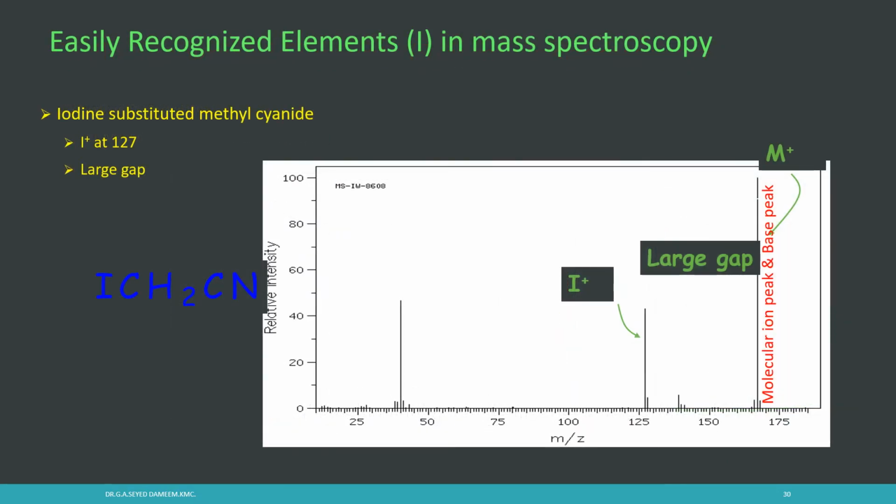This slide shows the mass spectrum of iodine substituted methyl cyanide, and the spectrum contains the peak P corresponding to the molecular ion. Here the molecular ion is formed in larger amount. That peak itself is the base peak, and there is no M plus 2 peak because iodine is a non-isotopic element. So the spectrum has no M plus 2 peak, and also there is a large gap between the M plus peak and the I plus peak, whose m by z value is 127. In this way we can recognize a compound containing iodine.